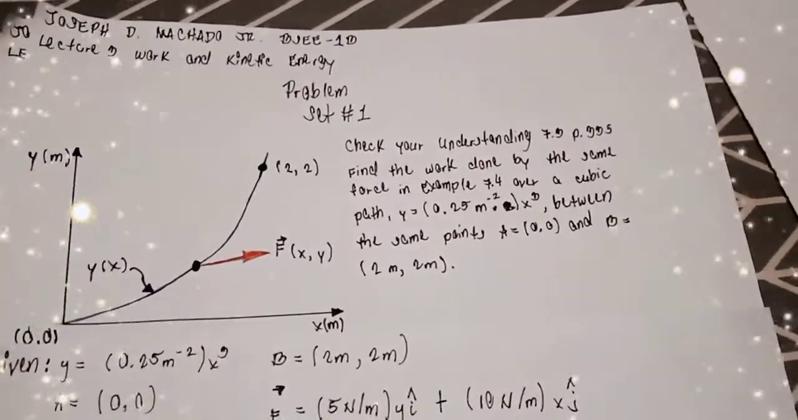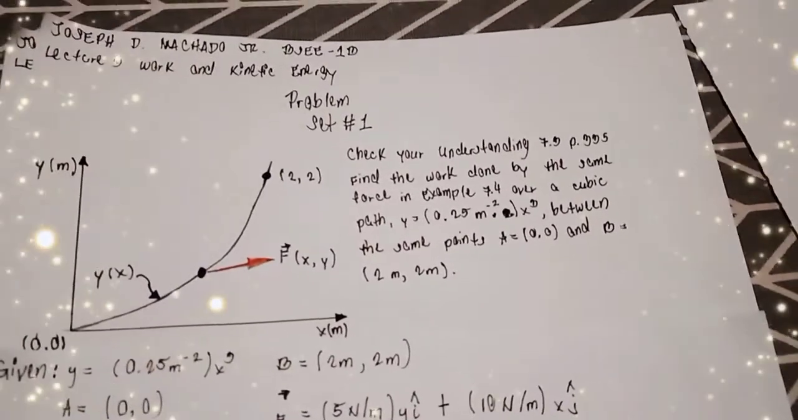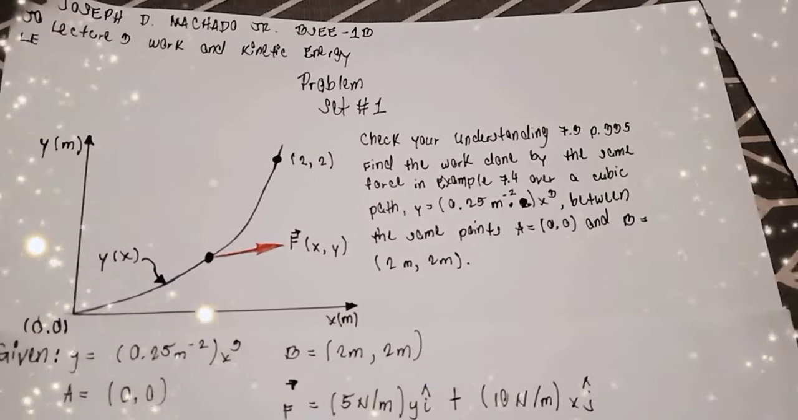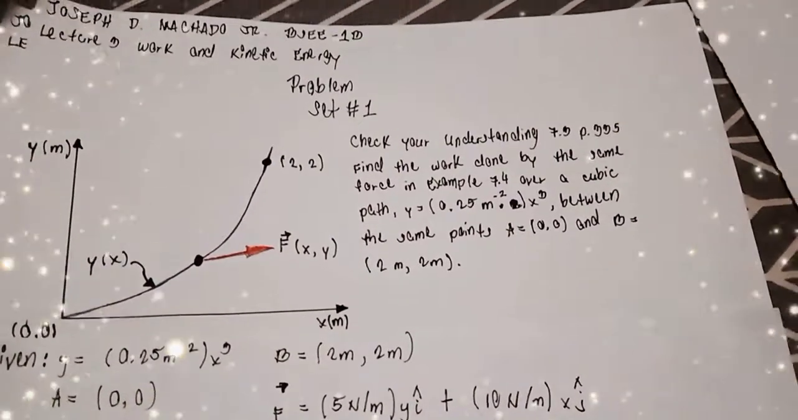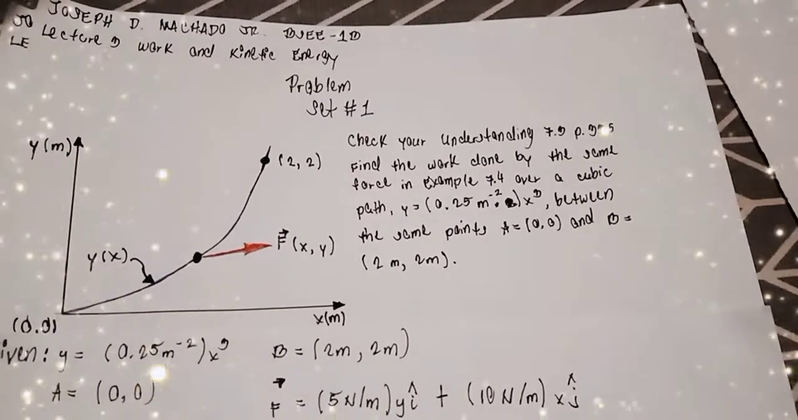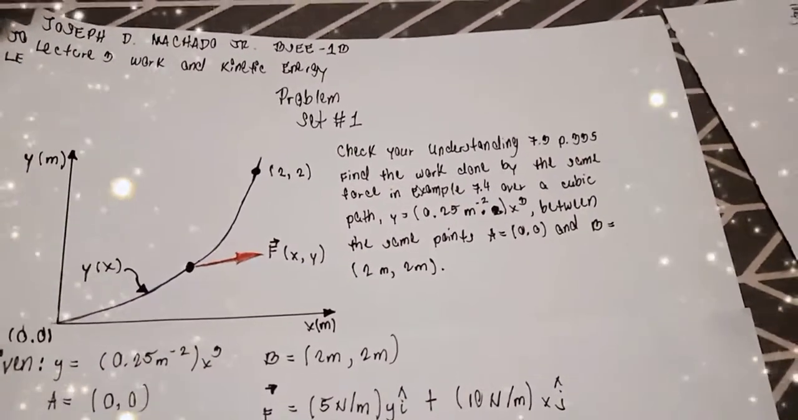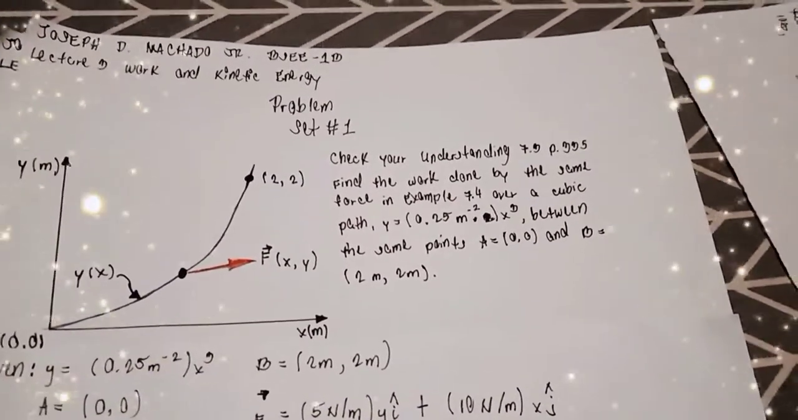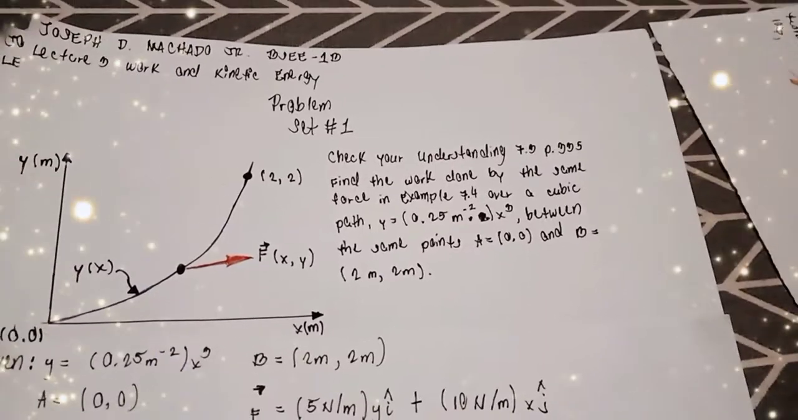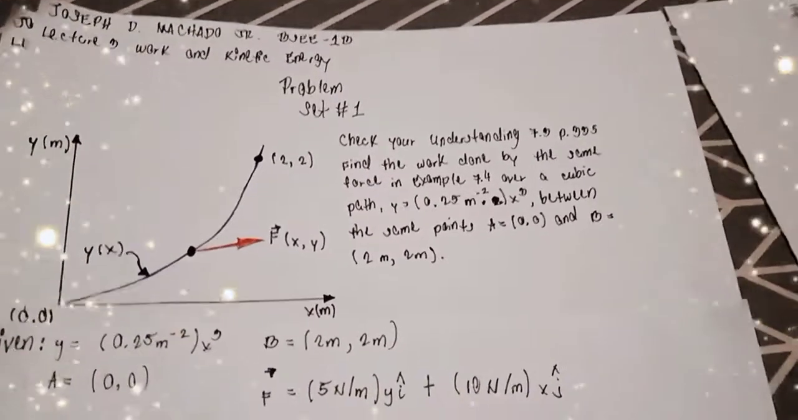That's from the topic Work and Kinetic Energy, Problem Set Number 1. Check your understanding 7.3, page 335. Find the work done by the same force in example 7.4 over a cubic path. y is equal to the quantity 0.25 m⁻² x³ between the same points. A is equal to (0, 0) and B is equal to (2 m, 2 m).